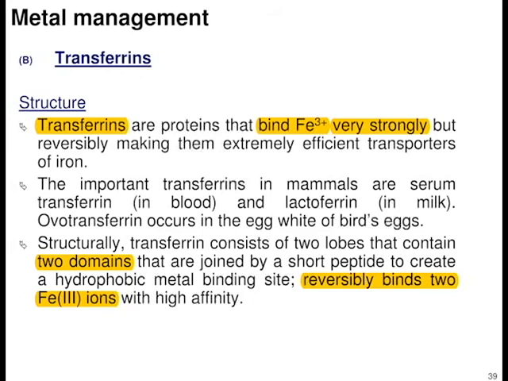Later I'll explain why breastfed infants won't fall sick for the first 2 to 3 months. So lactoferrin is found in the milk, and serum transferrin is found in the serum. How to visualize transferrin is as a Pac-Man. That's how I tell you it's like a Pac-Man.